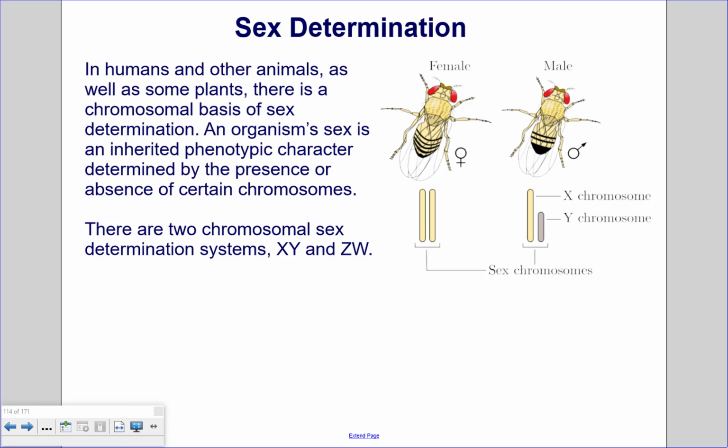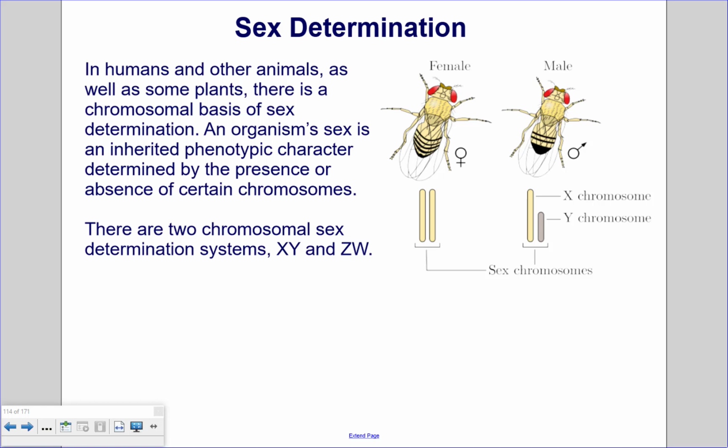Sex determination. In humans and other animals, as well as some plants, there is a chromosomal basis of sex determination. An organism's sex is an inherited phenotypic character determined by the presence or absence of certain chromosomes. There are two chromosomal sex determination systems, XY and ZW.